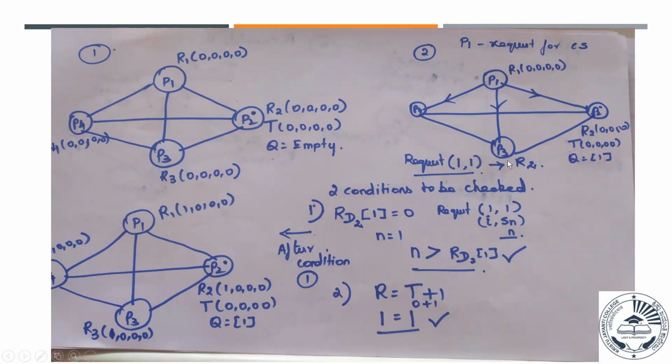So now he has to check two conditions, correct? He has to check two conditions. What request message is coming?